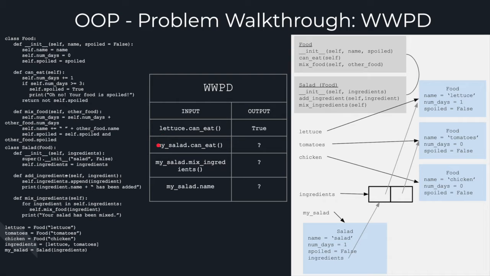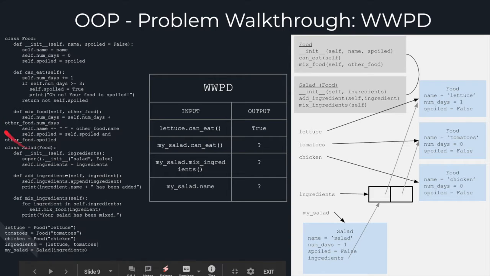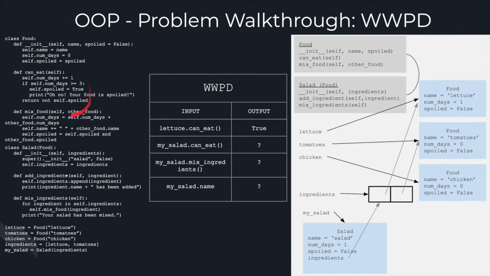Then we do mysalad.canEat. My salad is not a food class, not a food, but the salad class actually doesn't have a canEat method. So then it's going to look in the food class and then call this canEat method. What it'll do is increment the number of days. So they'll go from 0 to 1, skip all of this, and then return true. So in the salad class, let's watch the number of days. That becomes 2. And then that returns true.